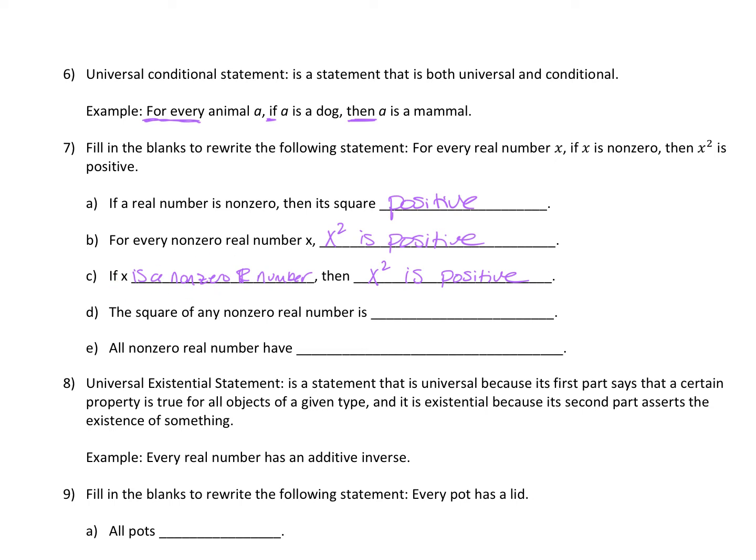The square of any non-zero real number is positive. It says the same thing as the original statement. And all non-zero real numbers have positive squares.